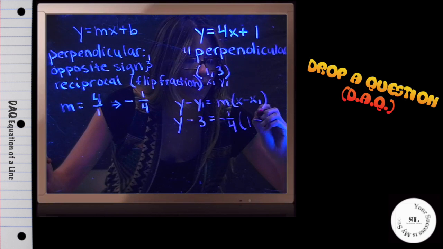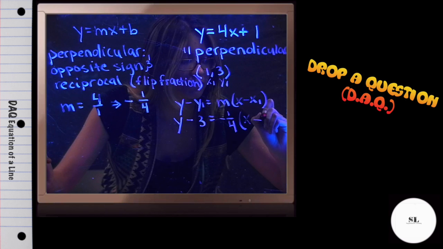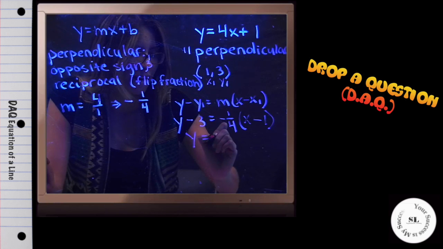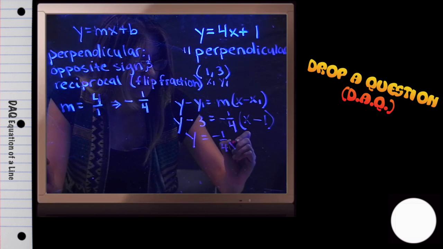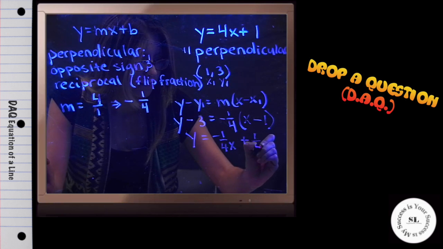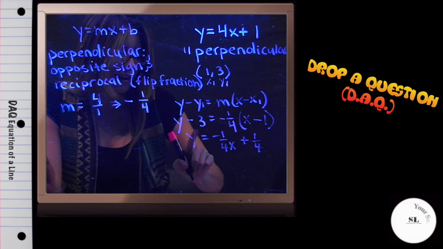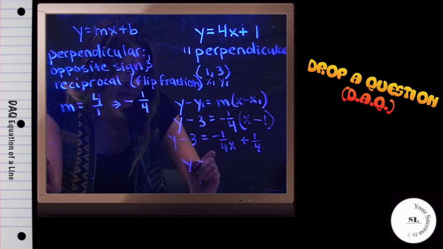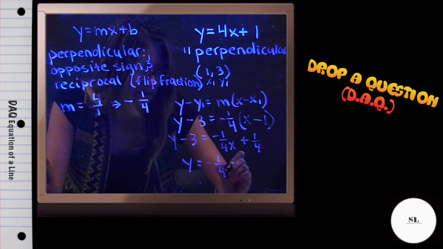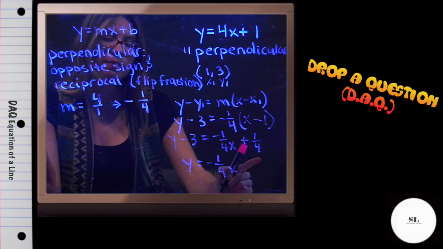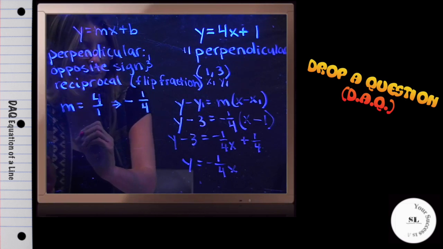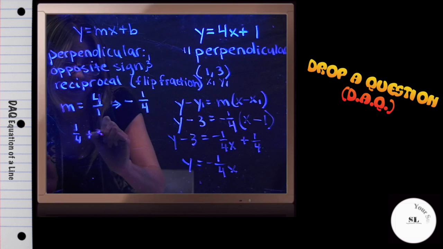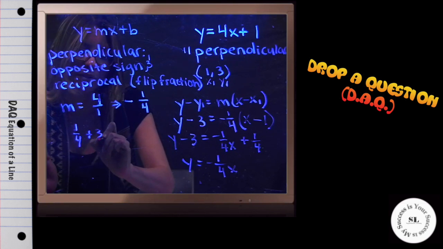x1 will be 1. And now we distribute negative 1 over 4. And add 3 to both sides, but let me do that in the next step. Whenever you're adding a whole number to a fraction, if you want to do it on the side, which you can also do, 1 over 4 plus 3. Remember, any whole number is written over 1.